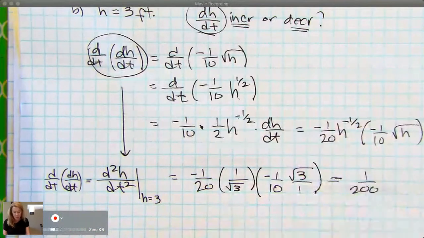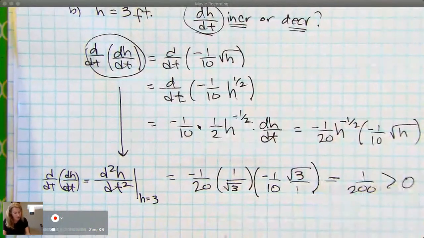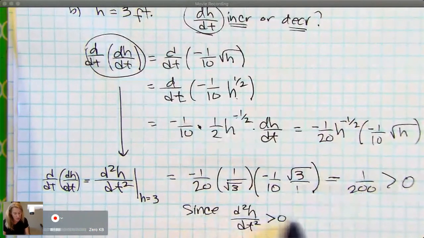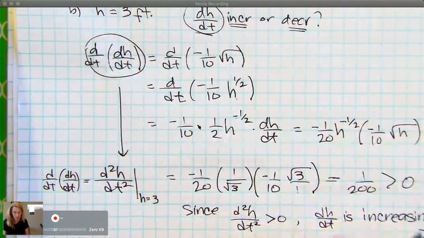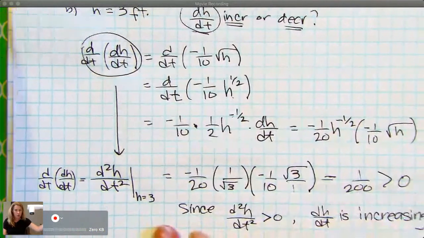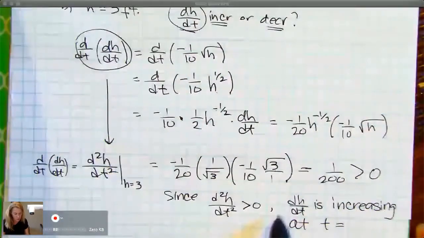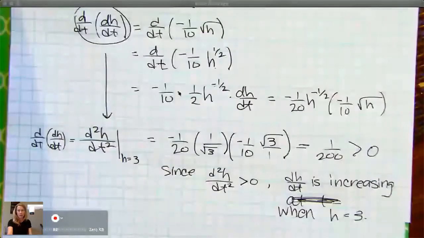All I really wanted to know was whether that value is positive or negative. I verified that it is positive, so I know that since that second derivative is positive, dH/dt is increasing. We have a positive slope. We have increasing when h equals 3, when the height is 3 at that moment. So again, we've looked at that same idea from two different perspectives.